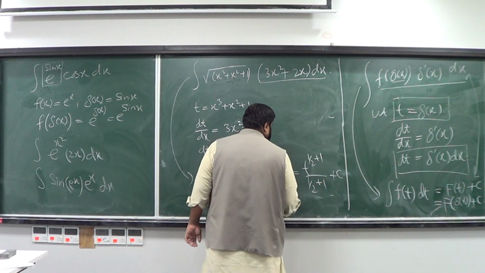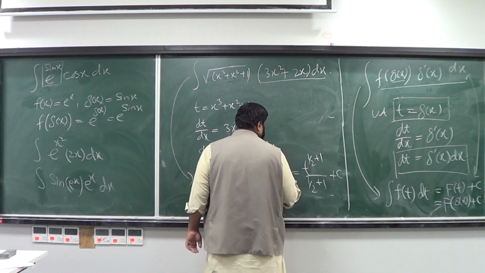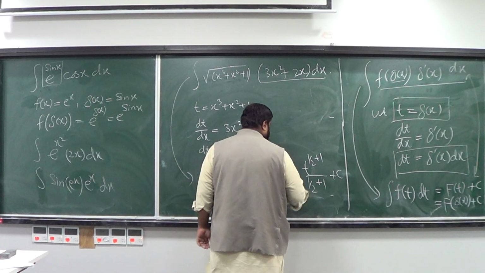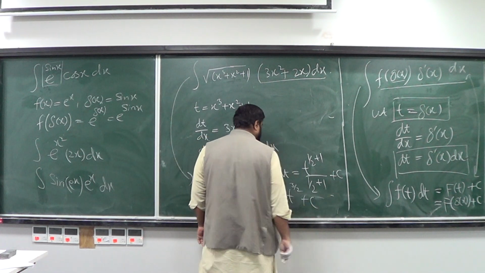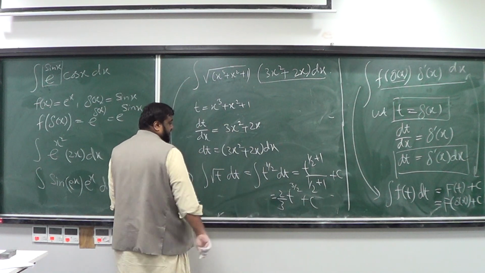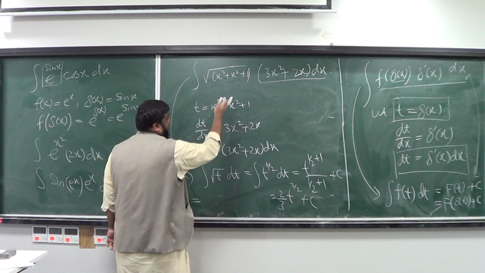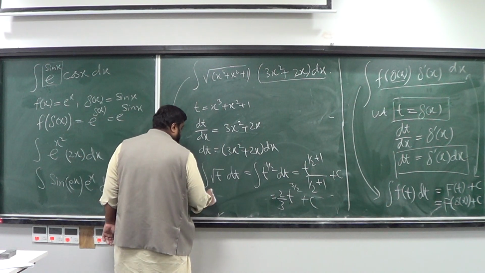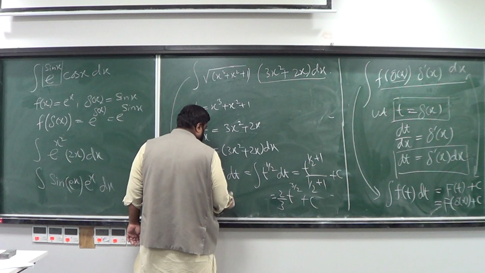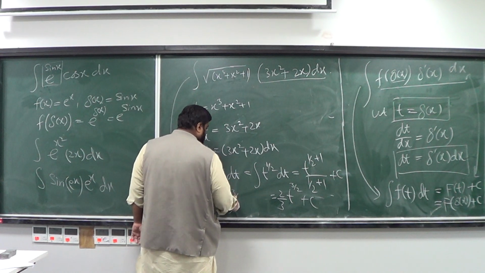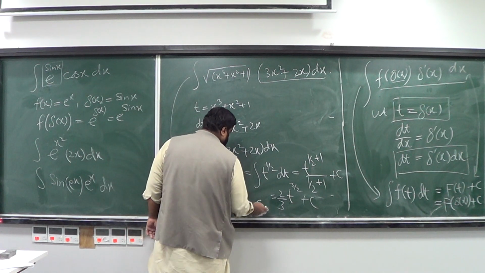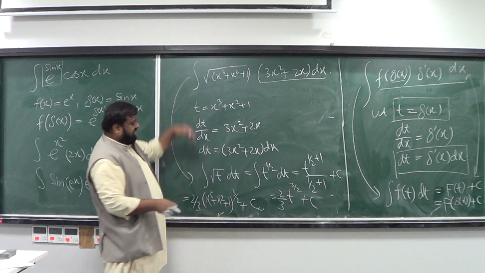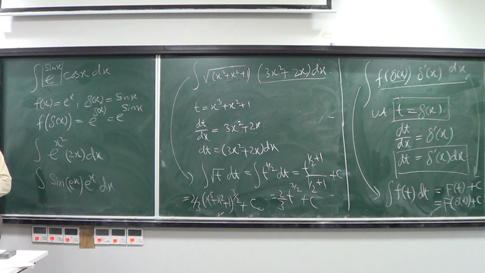So it's going to be t to the 3 half divided by 3 half, or I can say multiplied by 2/3, plus c. Then in place of t, replace whatever is really x cubed plus x square plus 1, to the power 3 half, times 2/3, plus c. So this is the integral of this function. The same steps would work. You can apply this technique to any problem.